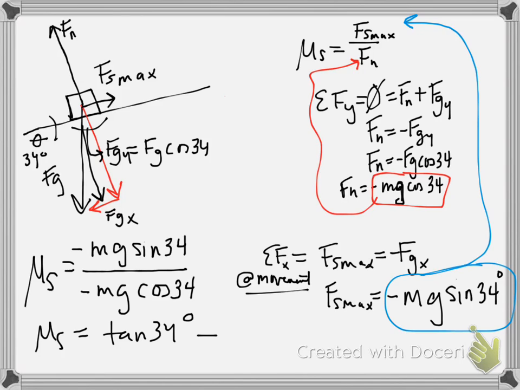So we get a mu s of, well, if we're using the 34 and 91, it'd be 2 sig figs. So 0.67. That's fancy. Isn't that fancy? With no units, because it's a ratio. It's a unitless ratio.